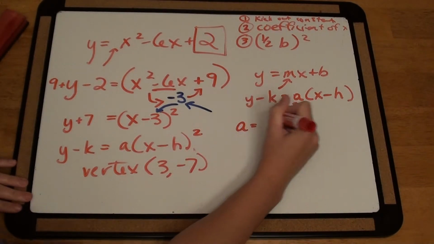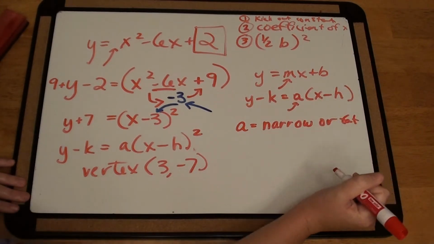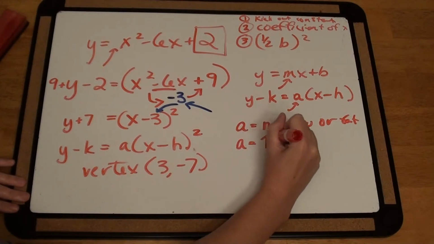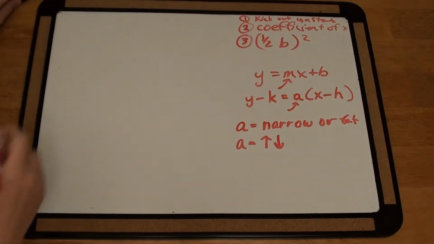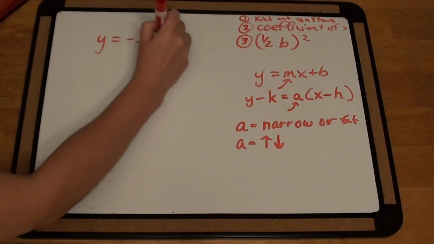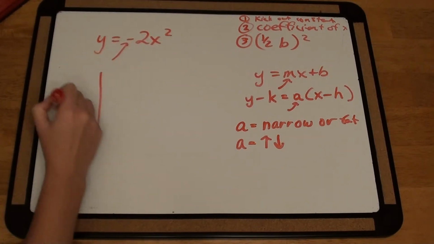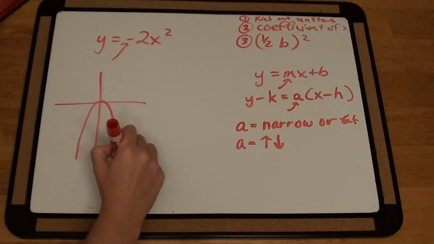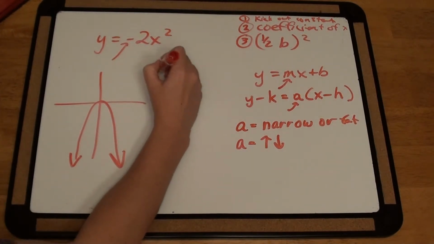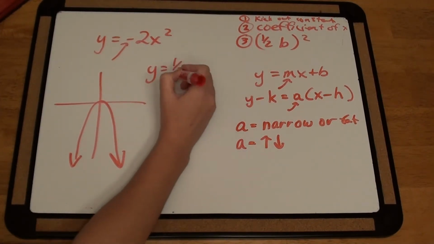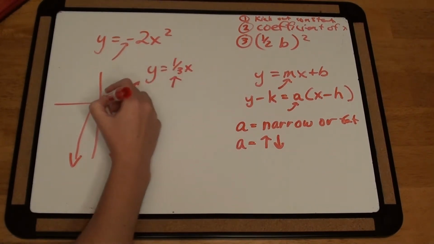A represents how narrow or fat the parabola is. And a also represents up or down. So to go over this quickly, if we have y equals negative 2x squared, okay, the negative means the parabola will be going down. The 2 means that the parabola will be skinny. If we have y equals 1/3 x squared, here my a is positive, which means it's going to point up, and 1/3 means it's going to be wider.